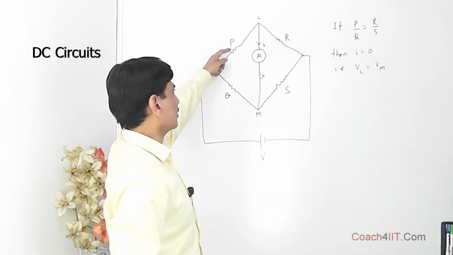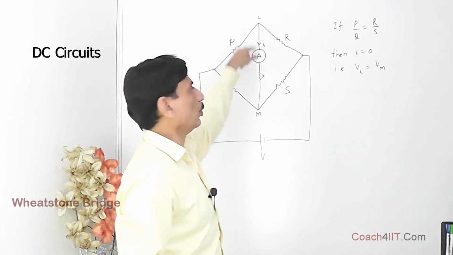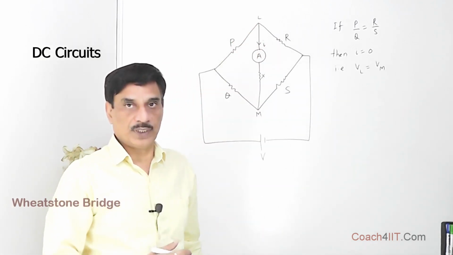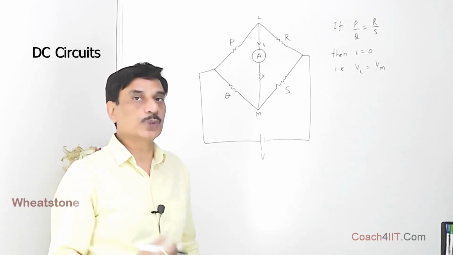We have 4 resistors like this, P, Q, R, S, and there is a resistor which is connecting these 2 points. This is a Wheatstone bridge. When we talk about the Wheatstone bridge, one is the Wheatstone bridge, the other is the balanced Wheatstone bridge.